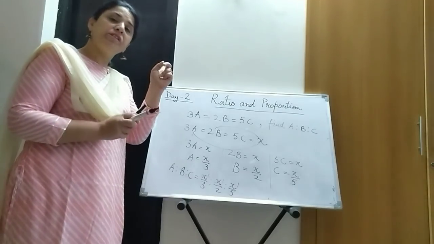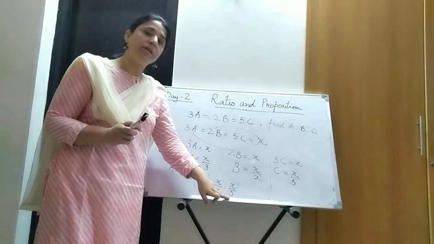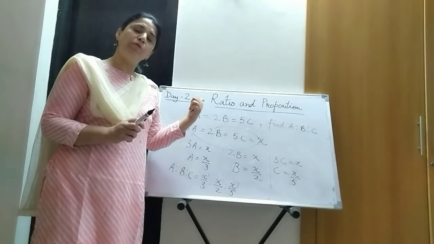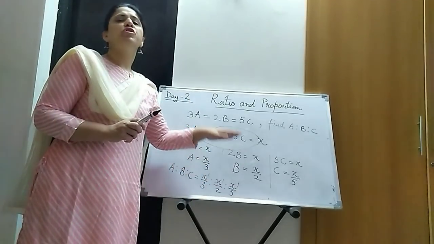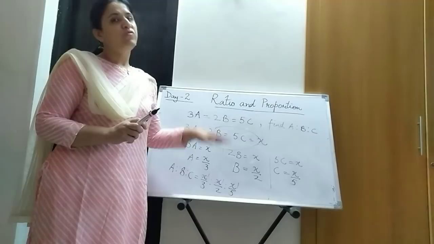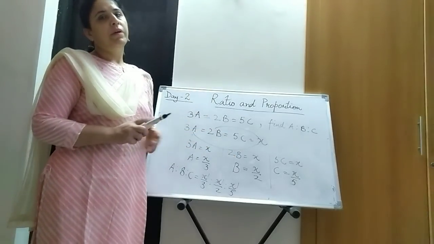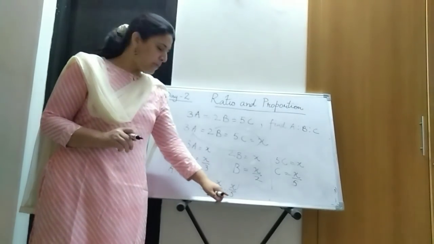Now the first question that we did in the last class: how to convert this ratio to the simple form? 1 by 3 is to 1 by 2 is to 1 by 5. Multiply each term of the ratio by the LCM and change it to the simplest form. That will give you the ratio A : B : C. What will be the LCM of 3, 2 and 5? Which is the biggest number?